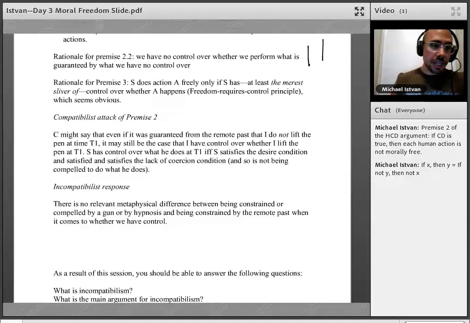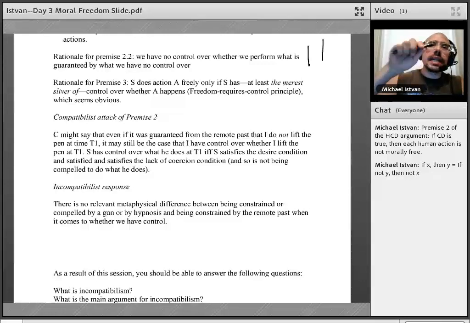So I imagine that to many, at least in my Texas audience, this is going to sound strange. Just like we did before with the compatibilist's strange maneuver in attacking the earlier premise 2, we're going to ask, how the hell can it be that even if it was guaranteed from the remote past that I have no ability to control, that I don't lift the pen at time 1, it could still be the case that I have control over whether I lift the pen at time 1?